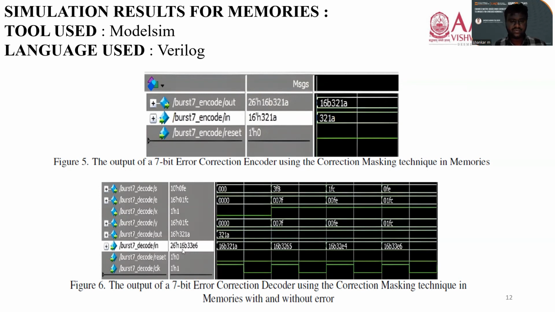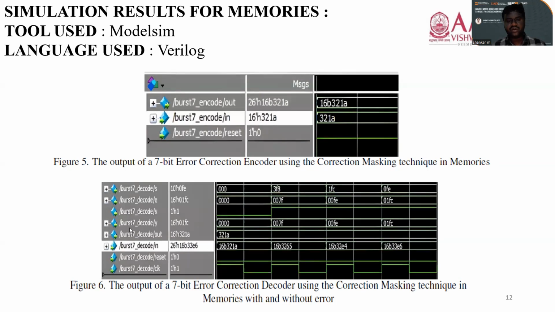As you can see, the first 16B321, this is the data without error. So the output will be 321A. Only the last 16 bits is appended over here. And the syndrome of this, as you can see, is 000, which tells us that there is no error in the input data.